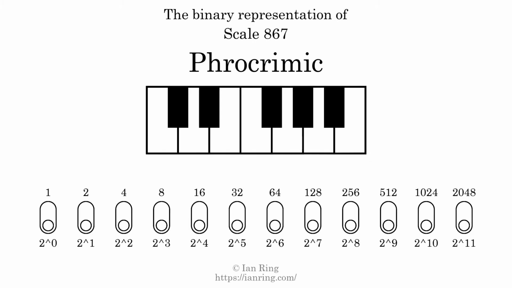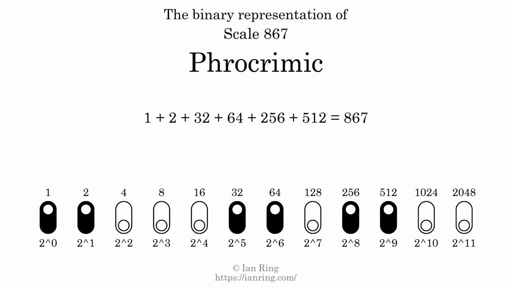The binary representation of this scale is determined by mapping tones of the scale to binary digits. Each binary digit represents a power of 2. To get the scale number, we add the powers of 2 together. The powers of 2 that are present in the scale, all added together, equals 867. That is why the scale number, in decimal, is 867.